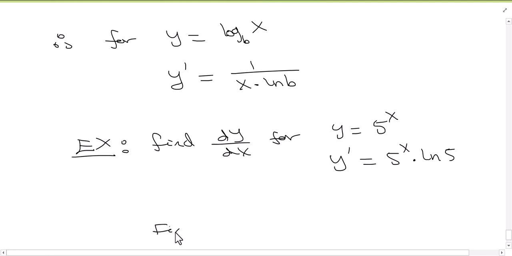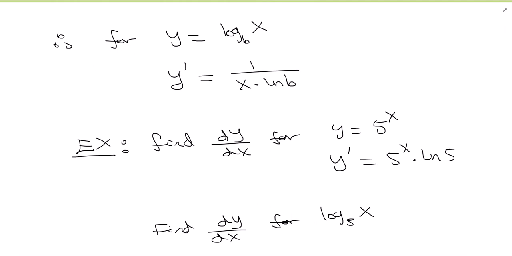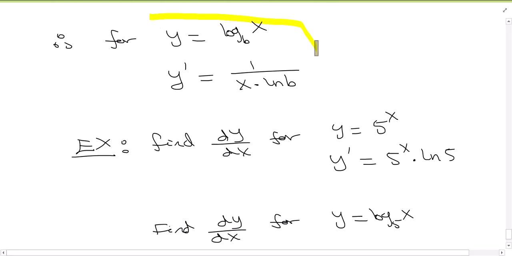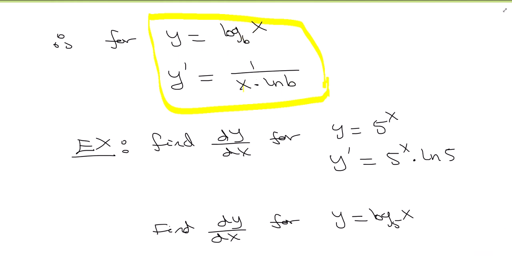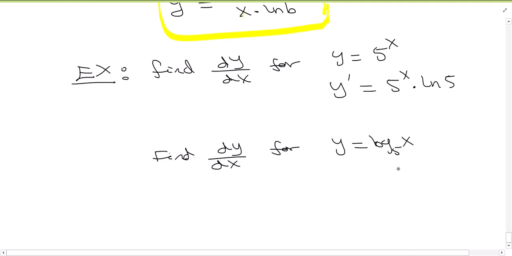So what if you have to find dy dx of the logarithm? So for y equals log base 5 of x, now I can use this rule up here, that if the base is different, not the natural log, so not log base e, when I have some other base, it is 1 over the inside, so 1 over x times the natural log of the base, or divided by the natural log of the base, whichever way you want to think of it.